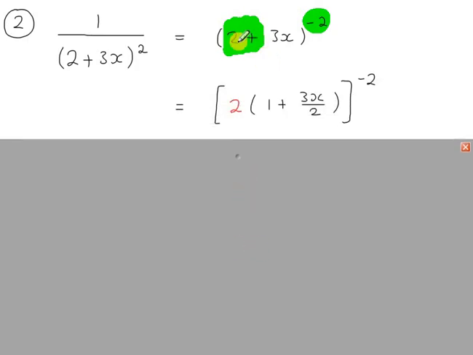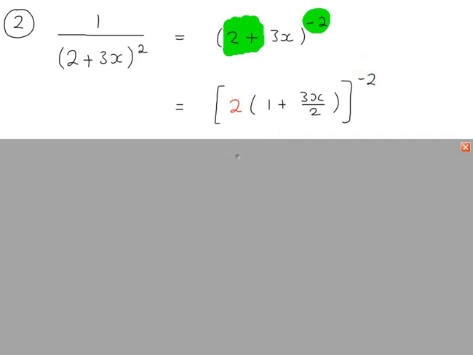So once again, I've divided both of these two by 2, so that term divided by 2 gives you 1, this term divided by 2 is 3x over 2, and then I've multiplied by 2 at the same time, so I haven't changed anything. You divide by 2, you multiply by 2, you're not changing anything. So in essence, I've factorized out the 2.